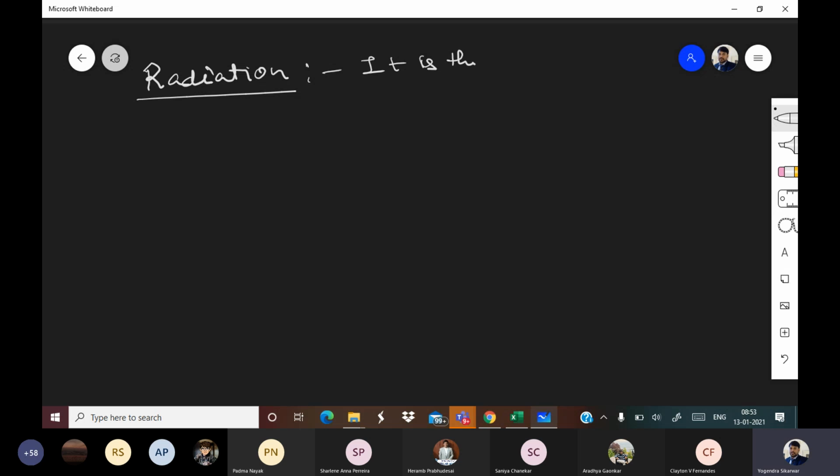It is the fastest mode of heat transfer. The next important point about it is that in this mode, medium is not required.